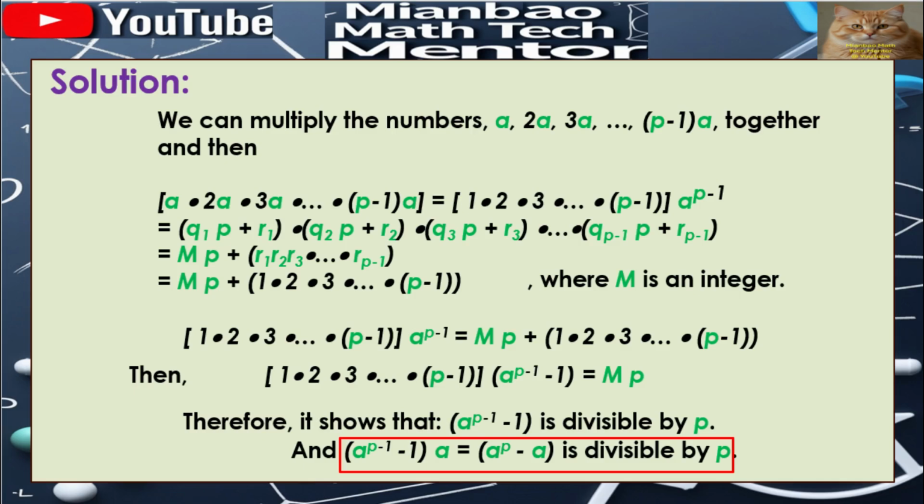Therefore, it shows that a to the power of p minus 1, minus 1, is divisible by p. And then, a to the power of p minus a is divisible by p. The question of Fermat's little theorem is solved here.